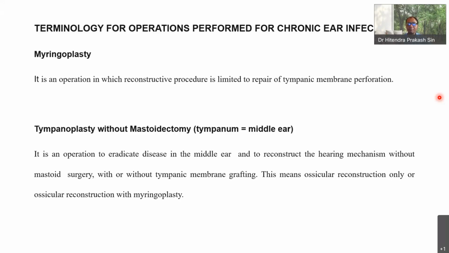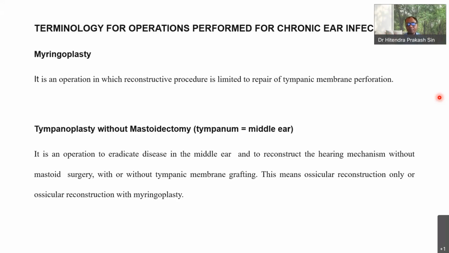When we say he is doing tympanoplasty without mastoidectomy, or simply tympanoplasty, tympanoplasty means tympanum, the middle ear, means middle ear reconstruction. In this, we eradicate the disease in the middle ear and reconstruct the hearing mechanism without mastoid surgery, with or without tympanic membrane grafting. This means ossicular reconstruction only or ossicular reconstruction with myringoplasty. Both are known as tympanoplasty.